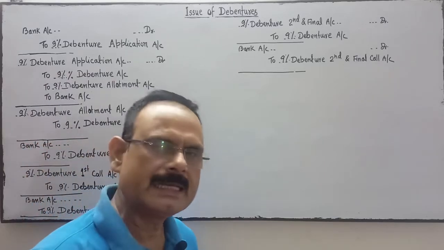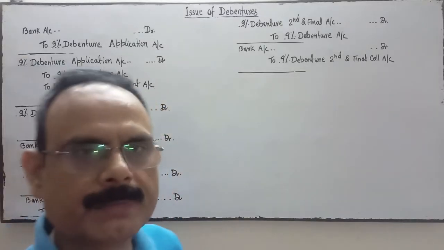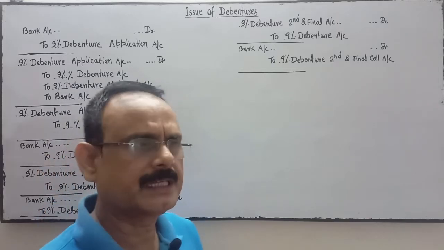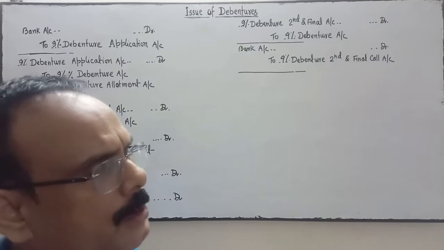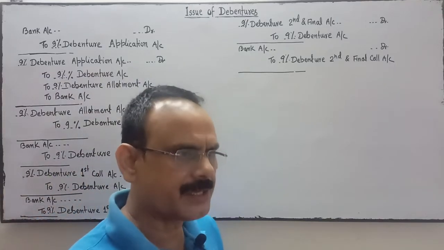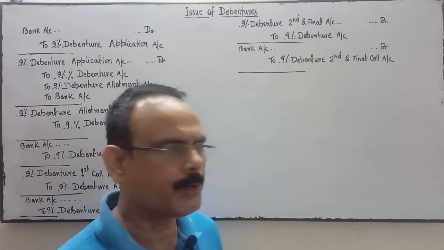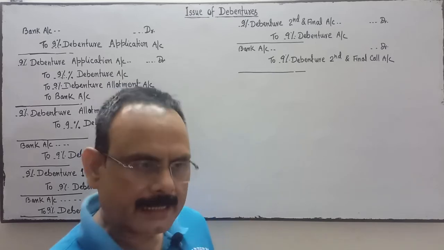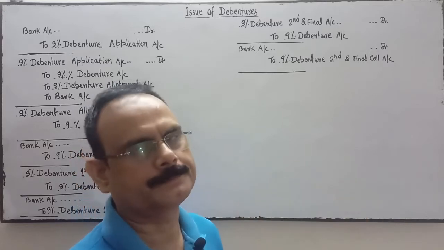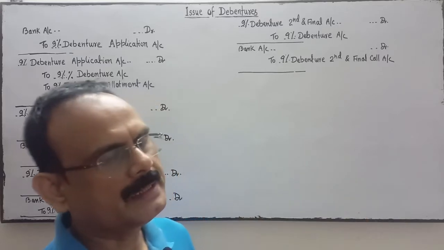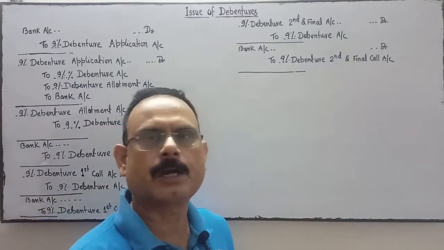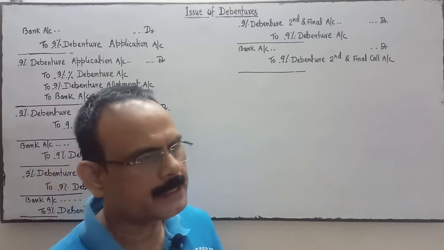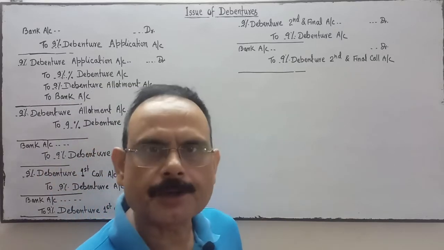Is it clear? Easily. Now we'll see one question based on it. When the debentures are issued at a discount, normally the discount is adjusted on allotment. If no information is given, then the discount is adjusted or deducted at the time of allotment. So when the debentures are issued at a discount, then discount on issue of debenture will be debited. And the discount on issue of debenture will be written off.